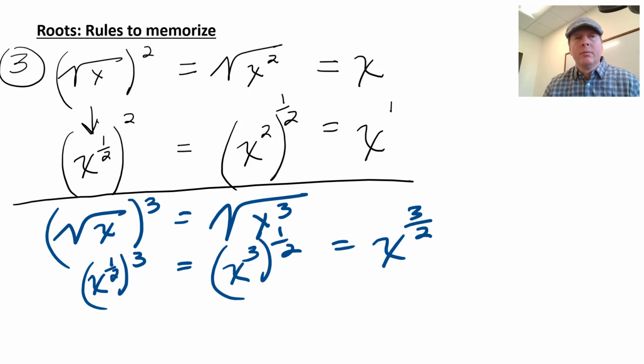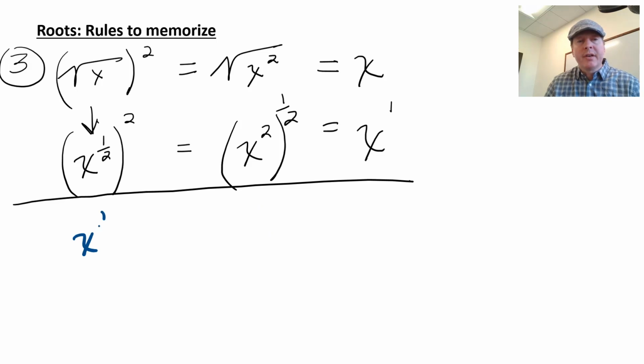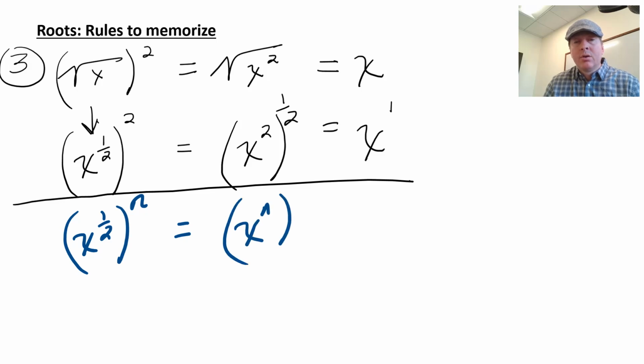So the more general rule: the square root of x, x to the 1/2, raised to any exponent, let's call it n, is the same thing as x to the n raised to the 1/2. Both of them are x raised to the power of n over 2.